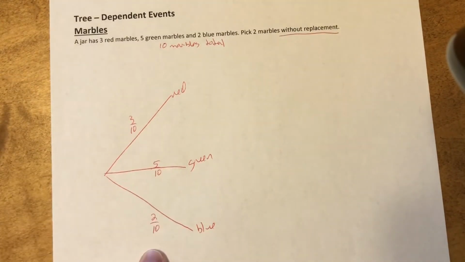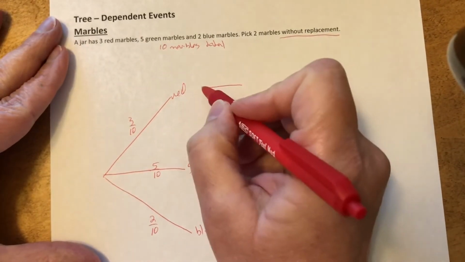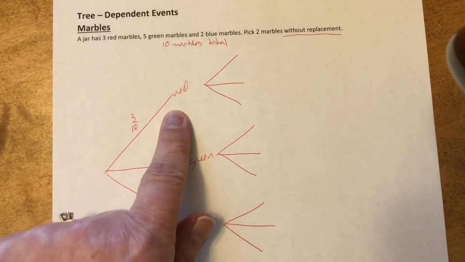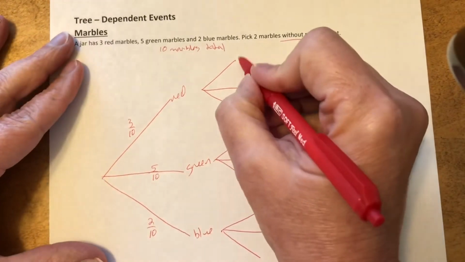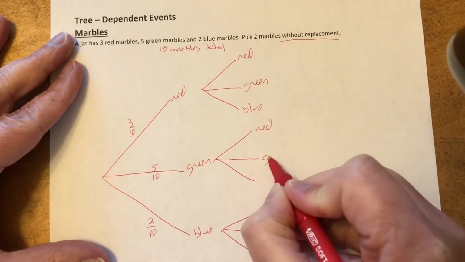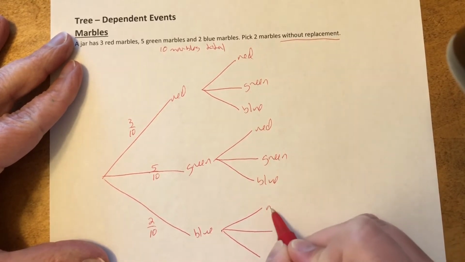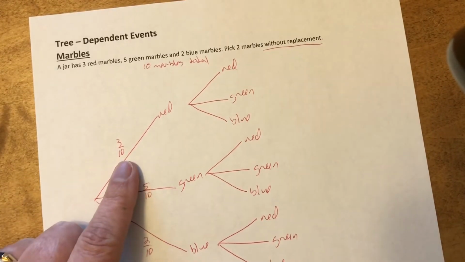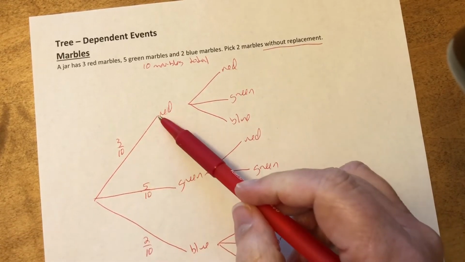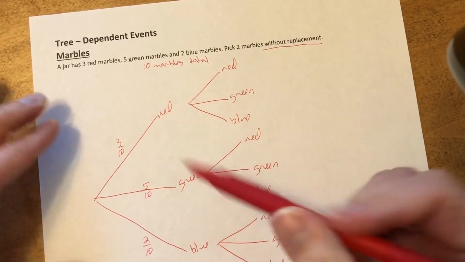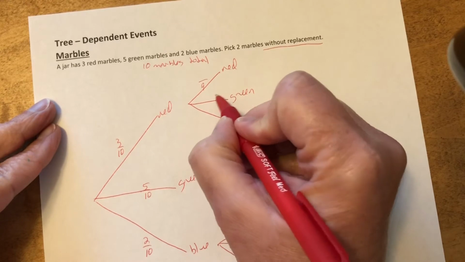Okay, so this was the first event, the probability of the first event. So there's your first marble. Then we're going to pick a second marble. And depending on what color the first marble was, our probabilities are going to change for the second pick. Okay, our options are still red, green, and blue. Now, let's do our probabilities. Now, this is without replacement. So once I pick this first marble, I don't put it back. So I don't have 10 marbles anymore. I now have 9 marbles. So all of these probabilities should be out of 9.